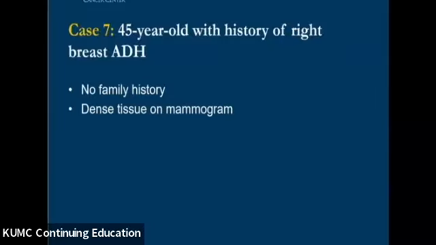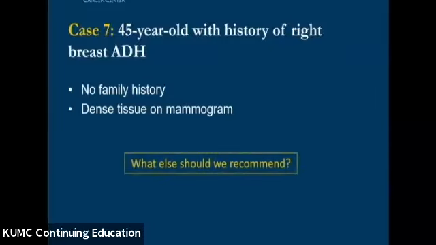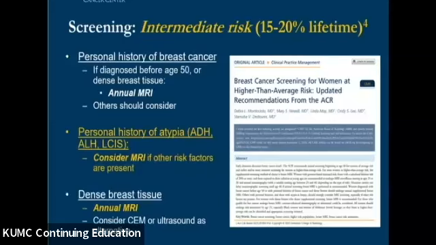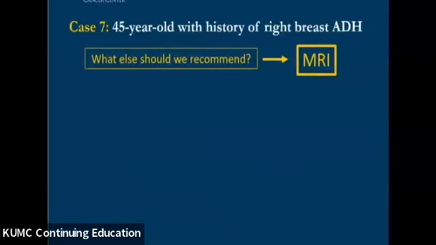Our next case is a 45-year-old. She has a history of right breast atypia, otherwise no family history. She does have dense breast tissue. So what is her recommended screening? She falls into that intermediate risk based on her personal history of atypia, for which the recommendations say we should consider MRI, especially if other risk factors are present. And this patient also has dense breast tissue, so this bumps her up into the category of recommending MRI.